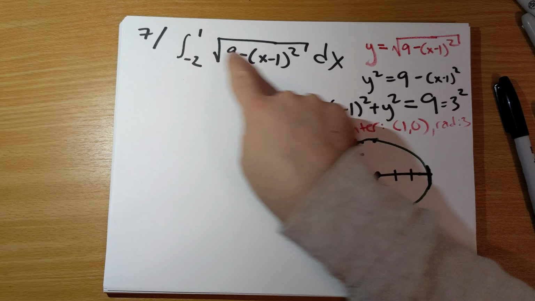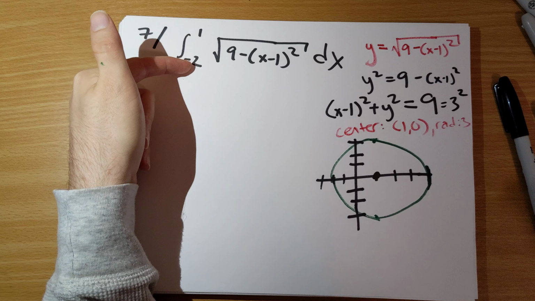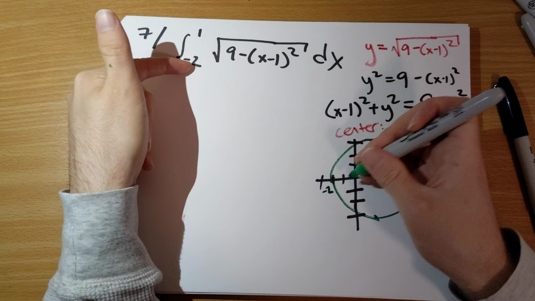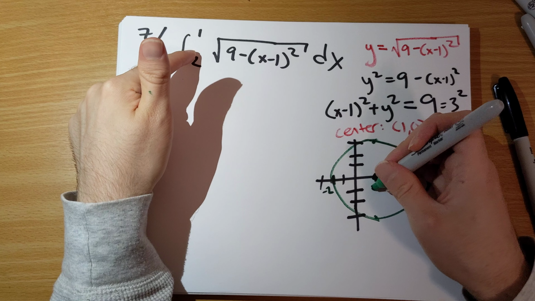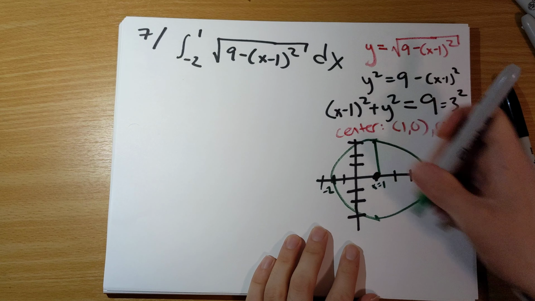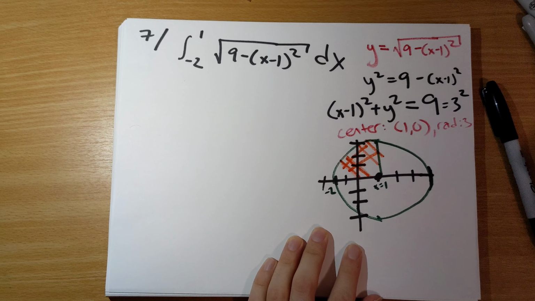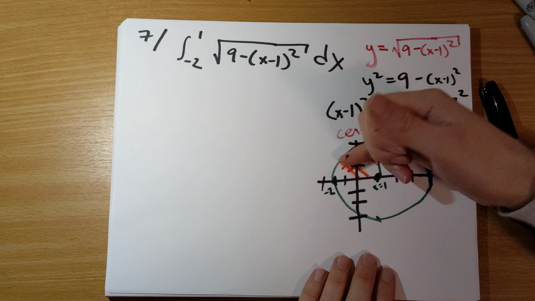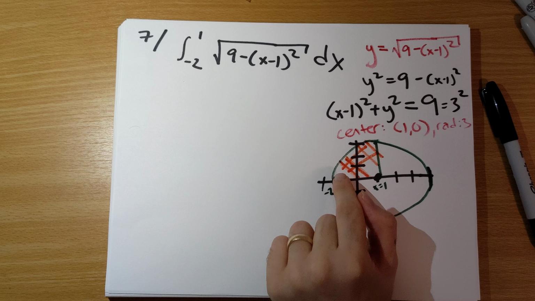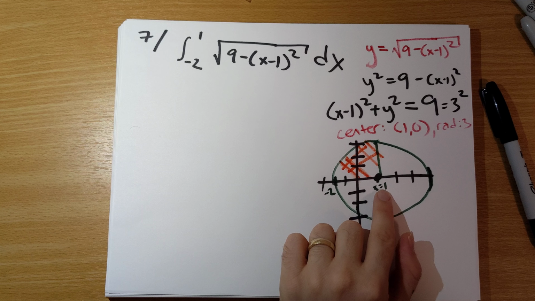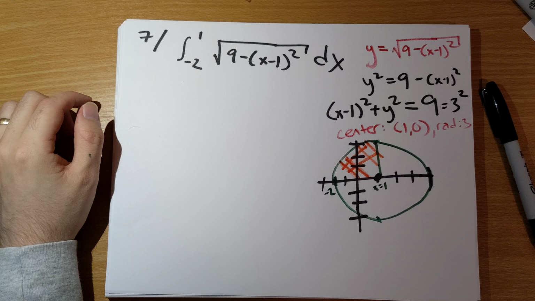Now, let's go back and take a look at this. What are the bounds here? The bounds are running from x is equal to -2 to x is equal to 1 right here. We're being asked for the area under the curve between x is equal to -2 and x equal to 1. It's a quarter of a circle here.